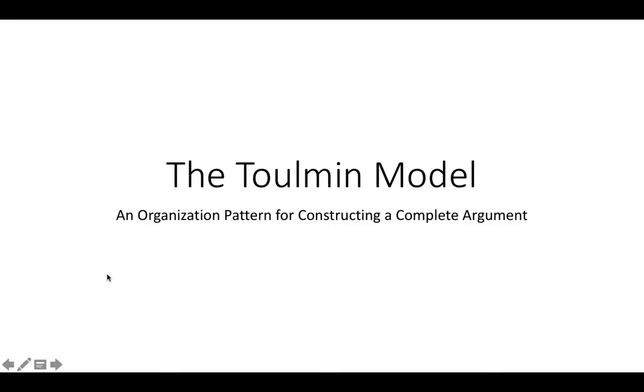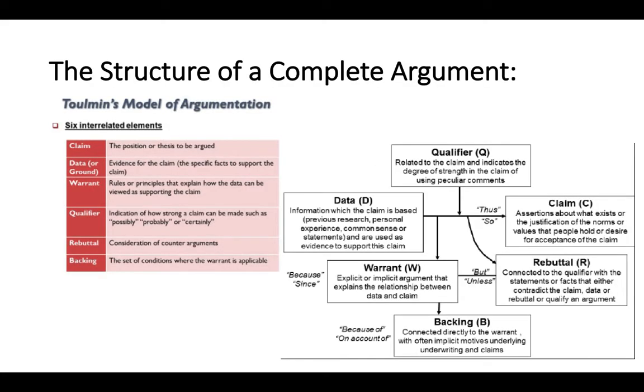Hi, everybody. I want to talk to you today about the Toulmin model of argumentation. It is a way for you to make sure that you are writing complete arguments that are compelling and that will get you what you want when you make an argument. So, what is the Toulmin model?